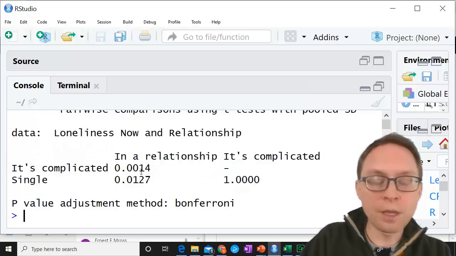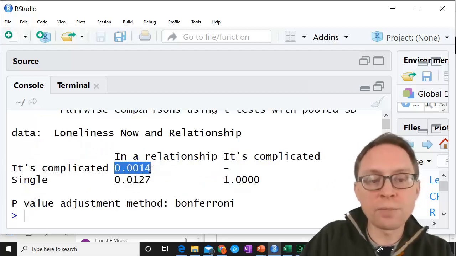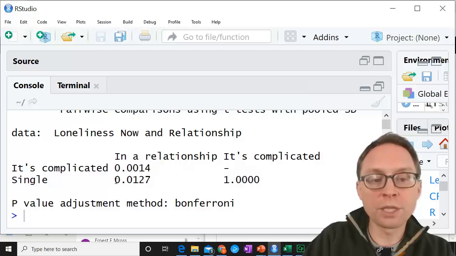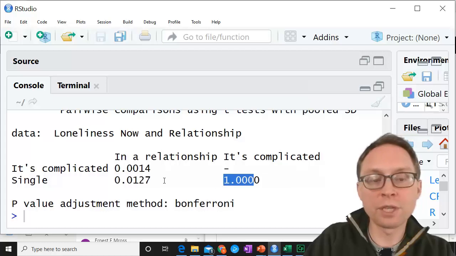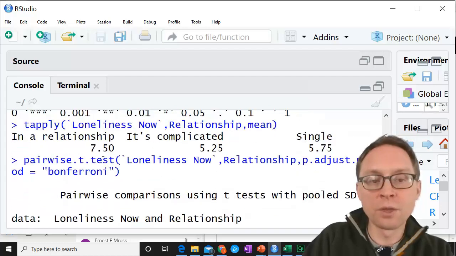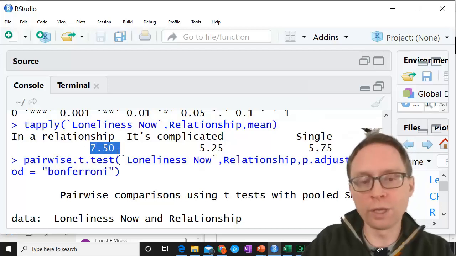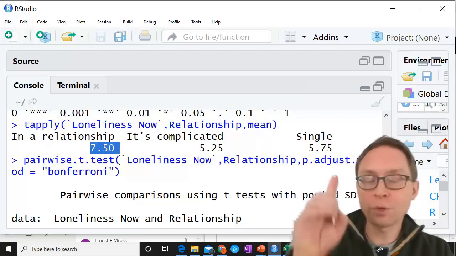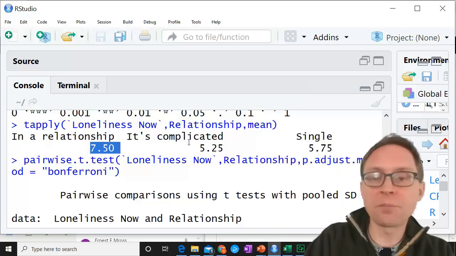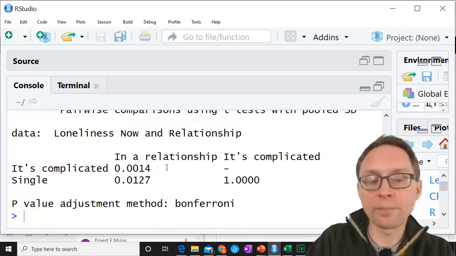And here's what we see. People who are in a relationship have a significant difference from people who are it's complicated. People who are single have a significant difference from people in a relationship. It's complicated, it's not different than single. When we look at those means, we see that people who are in a relationship are significantly more lonely, because higher scores mean higher loneliness, than is complicated or single, and is complicated and single are not significantly different from each other.